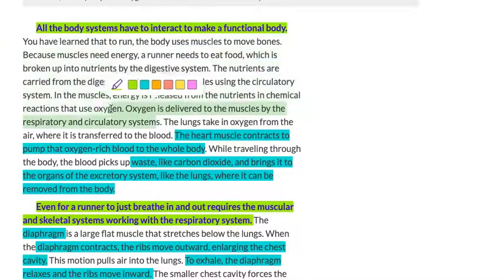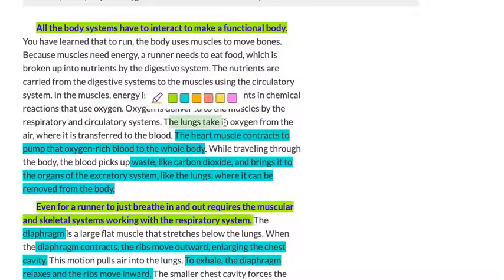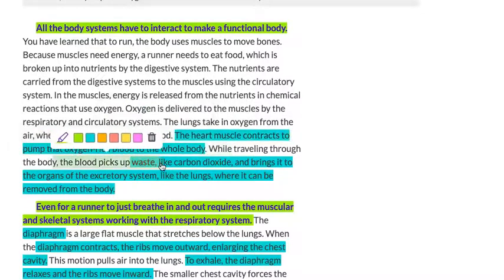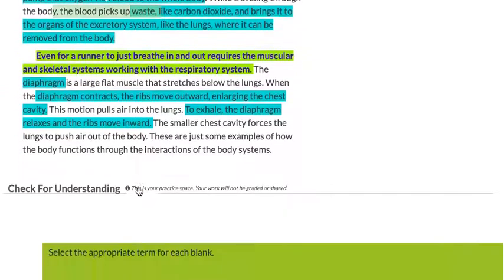So all of this is to say that all of these body systems work together to move materials around our body when we need it, whether that be oxygen, carbon dioxide, or nutrients. The lungs take in oxygen from the air where it's transferred into the blood, and the heart muscle will contract to pump that oxygen-rich blood to the whole body. While traveling through the body, the blood will pick up waste like carbon dioxide and send it back to the lungs so that we can exhale that leftover carbon dioxide.